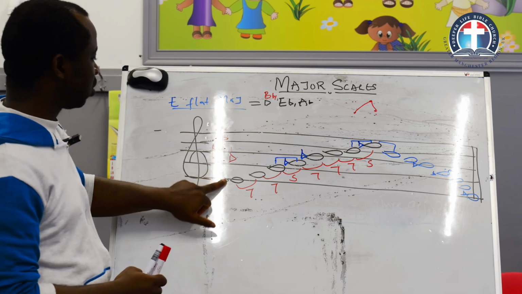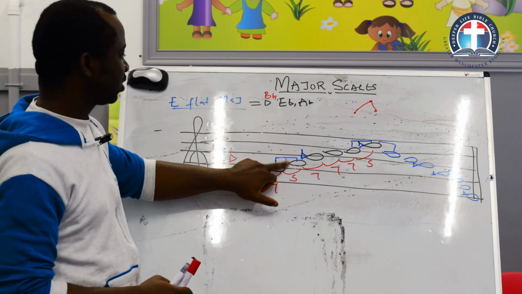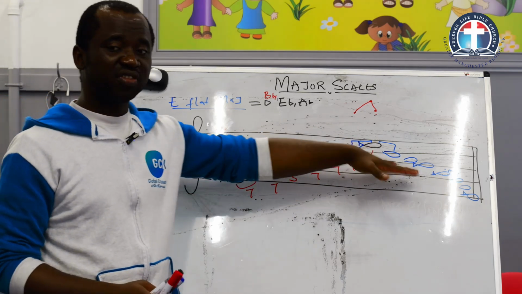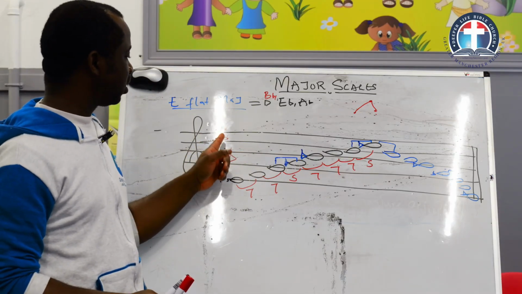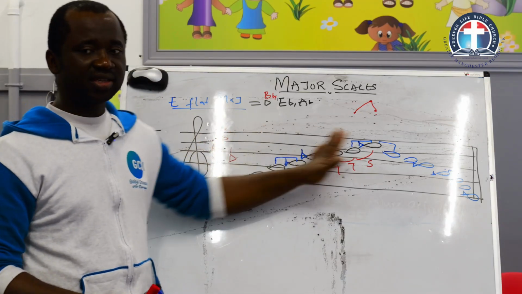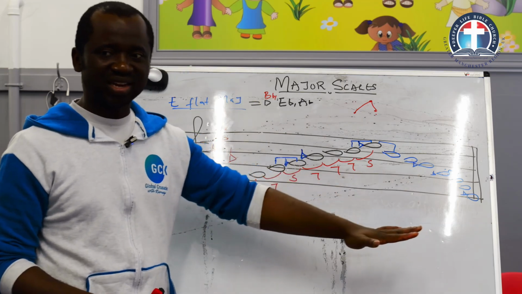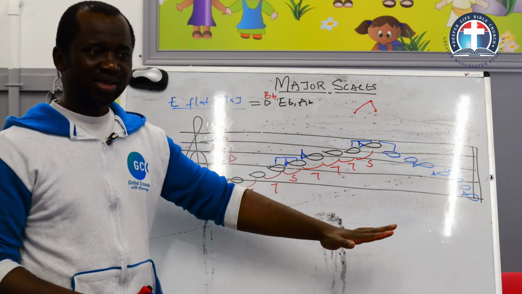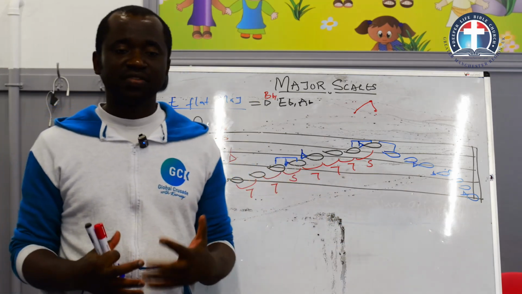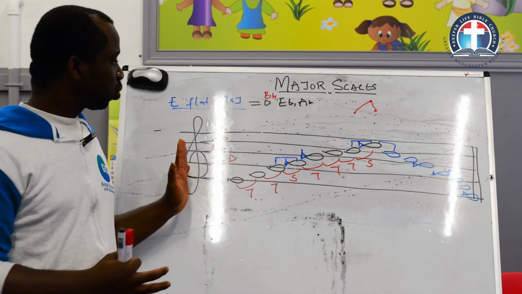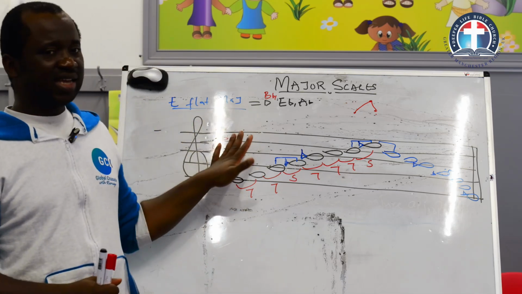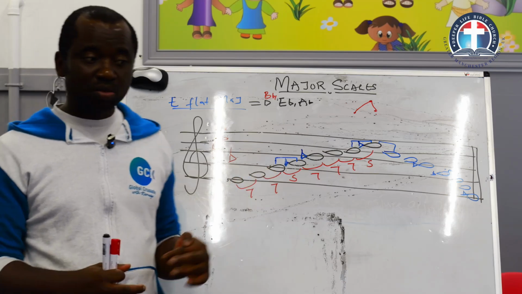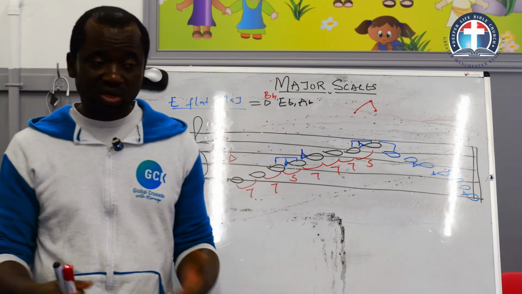You can cancel out all the other flats, because it means that everywhere B, E, and A appear on the note, they are flattened automatically. Okay? So please, when you are asked to identify a major scale and you see sharps or flats, don't just say, oh, there's nothing there, it's C major. No. Maybe it's an accidental method they want you to identify.